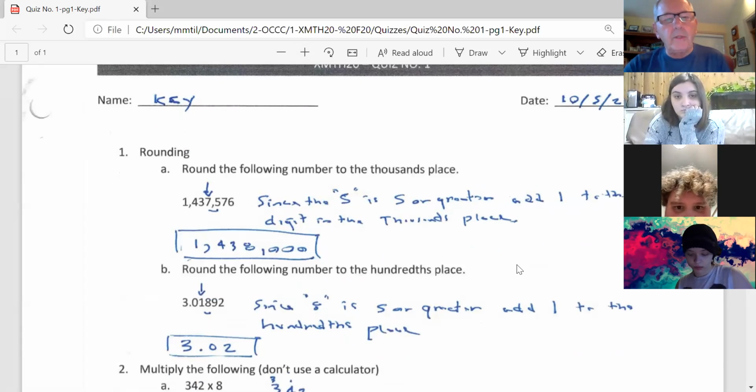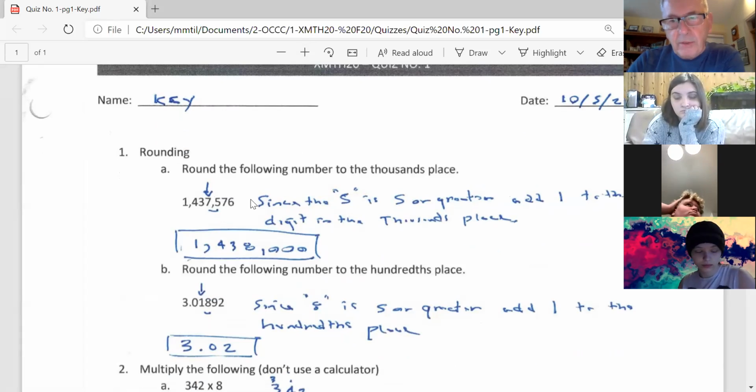Number 1 was rounding, and you were to round to the nearest thousands. So what you had to do is look at the thousands place, which was 7. Look to the right of that. If that number is 5 or greater, you add 1 to the 7. And then the rest to the right of that becomes zeros. Some of you didn't put the zeros in, or various little changes there, but it should have been 1,438,000. That was the answer, and I want you to show the zeros to the right of that number. Questions on that? How to do that?